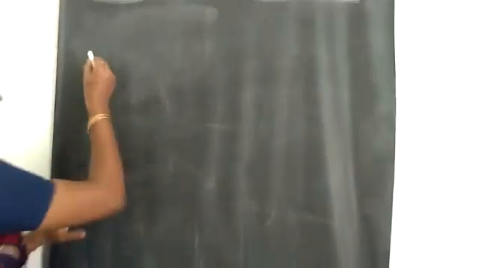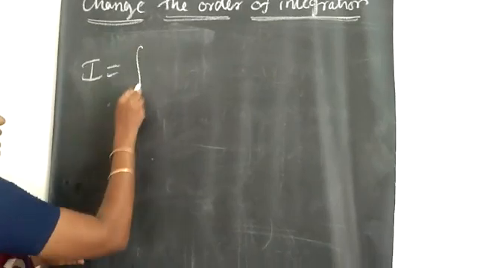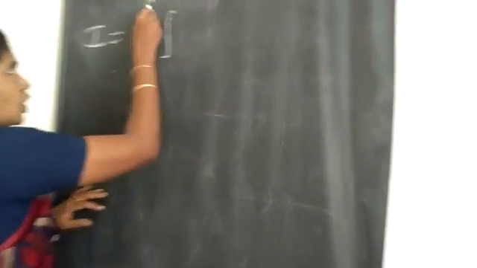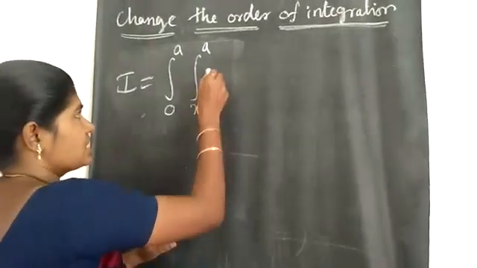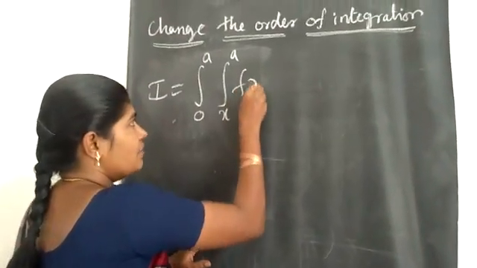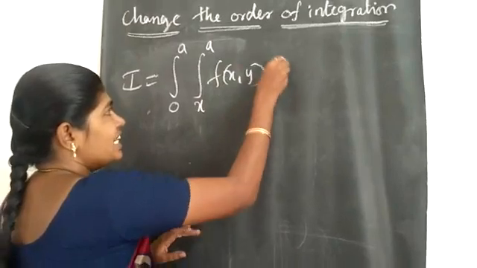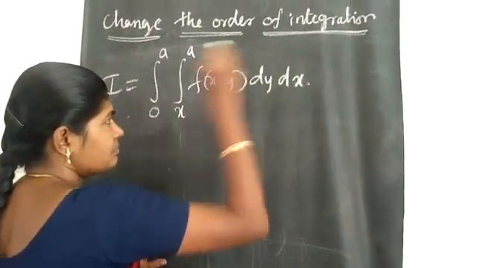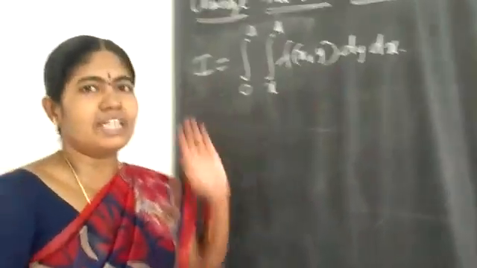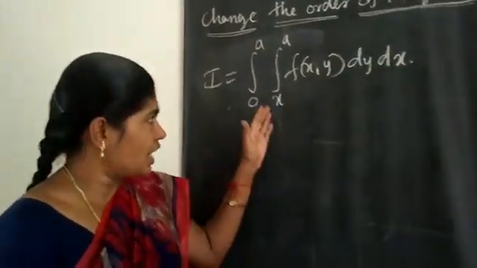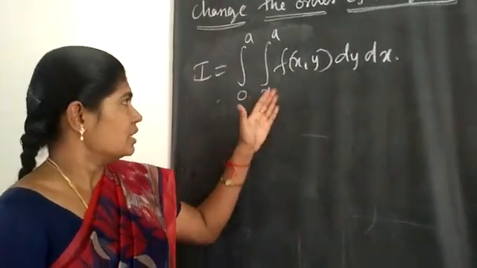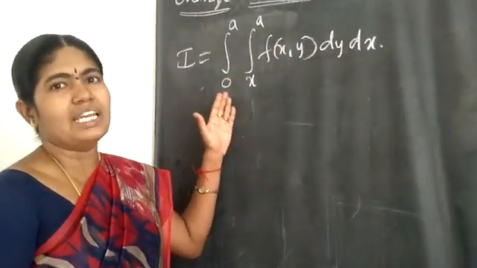Now I am considering an example: I equals the double integral, x from 0 to a, y from x to a. We can take any function, so I am taking f of x comma y, dy dx. This is the given integral. Using the change of order of integration, we are going to change the x limit as the y limit and the y limit as the x limit.